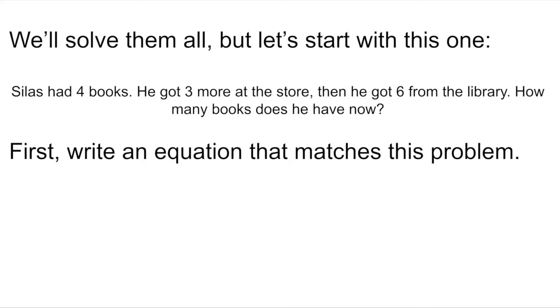Take a moment, pause the video, and see if you can write an equation that matches this story. Silas had 4 books, he got 3 more at the store, then he got 6 from the library. How many books does he have now? Hopefully, you wrote an equation that's something like this. Silas started with 4 books. He got 3 more at the store, so he added 3. And then he got 6 books from the library. That's adding another 6 books. We don't know how many he had at the end. That's the question.